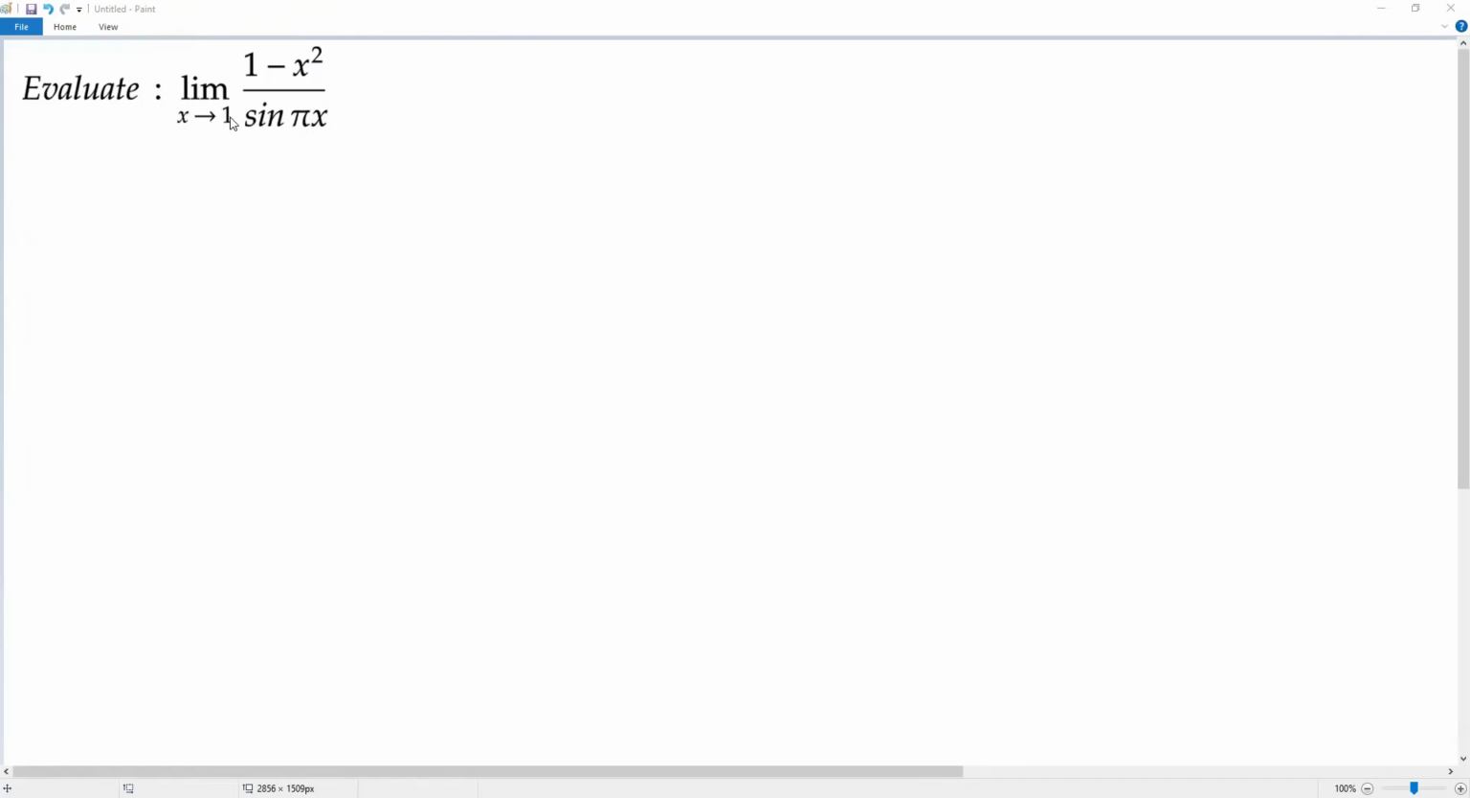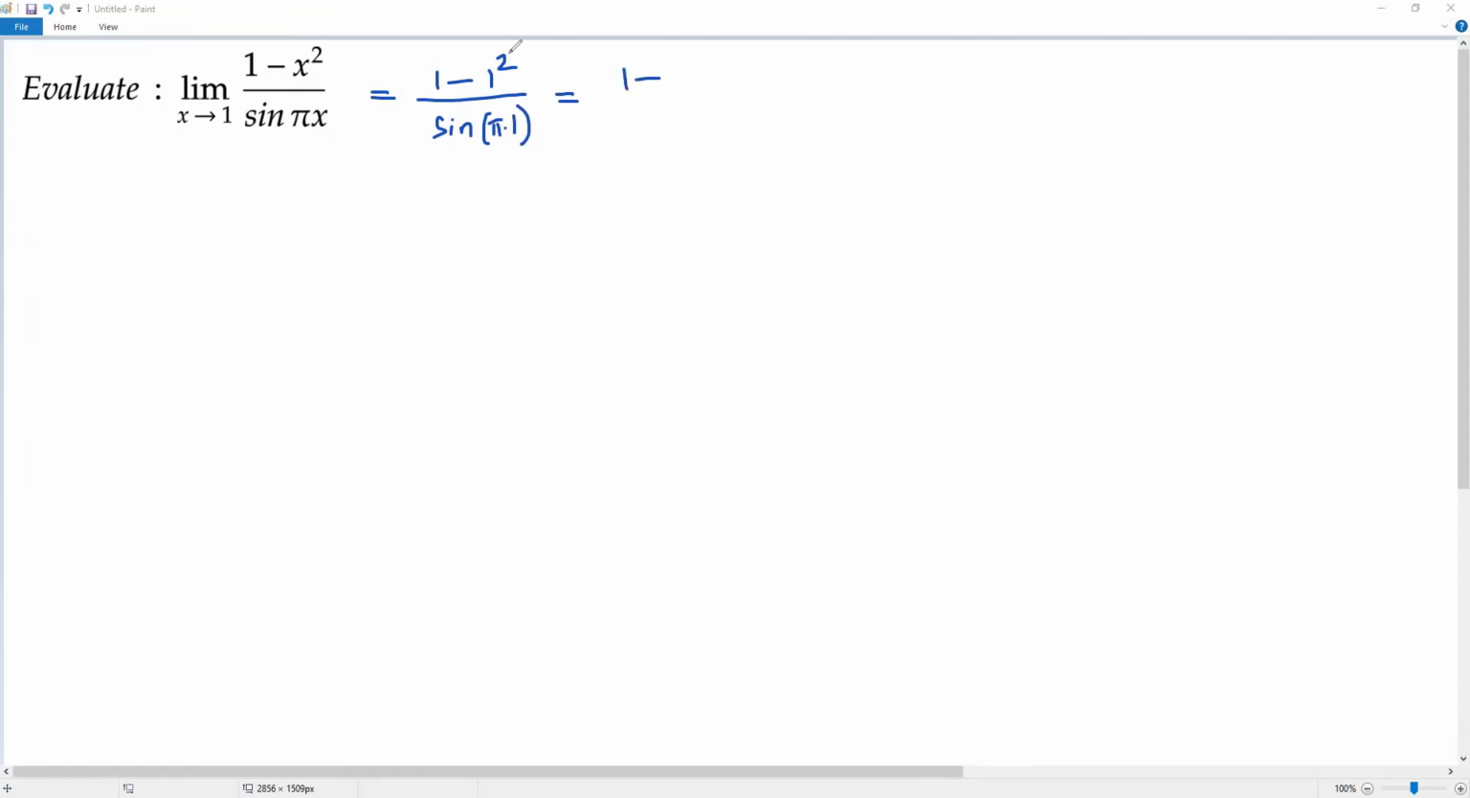Evaluate the limit as x approaches 1 of (1 − x²) over sin(πx). Okay, we can plug in the given limit of x. That is, we can plug in this 1 for x over here and here. Okay, let me do it. Then we have (1 − 1²) over sin of π times 1.